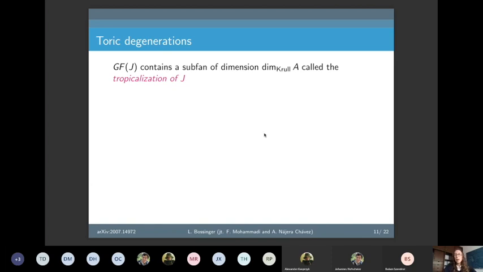So the Gröbner fan of this ideal J contains a particular subfan that is known as the tropicalization of J. The subfan has the same dimension as the Krull dimension of A. So if J defines a projective variety, then this fan is one dimension bigger than the dimension of the projective variety. And in this setting, the tropicalization can be defined as follows. It's the collection of all the weight vectors in R^n, such that the initial ideal with respect to this weight does not contain any monomials.